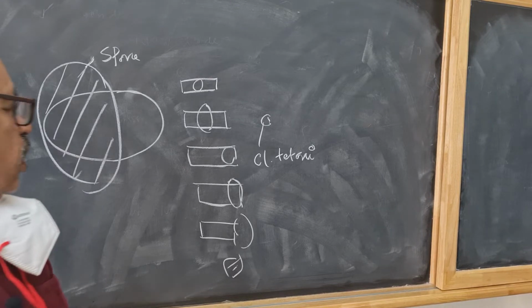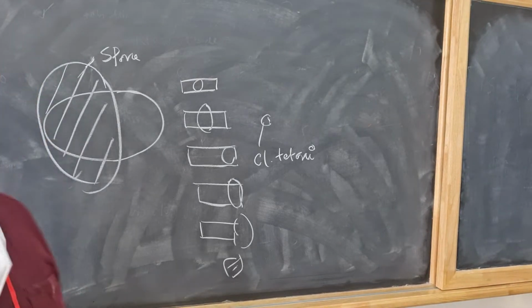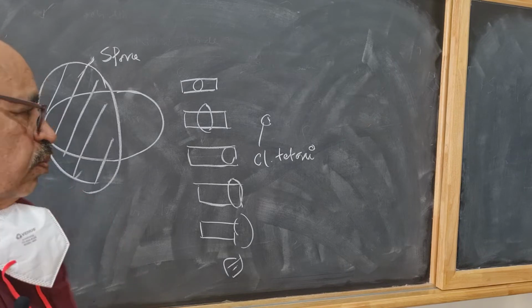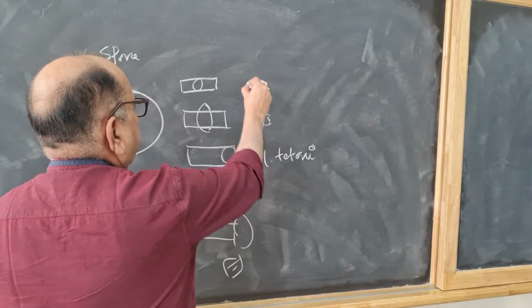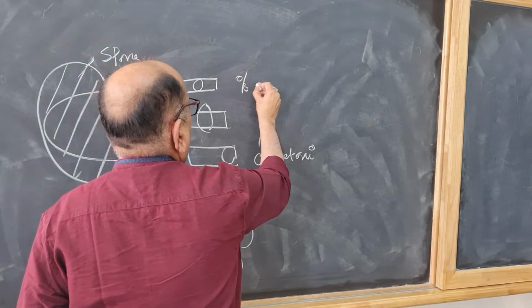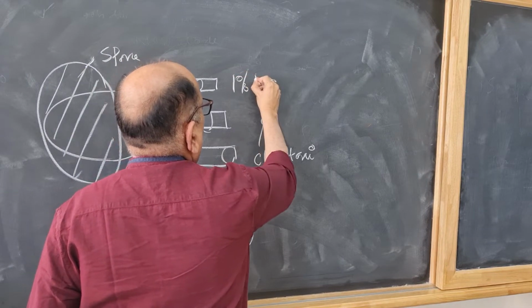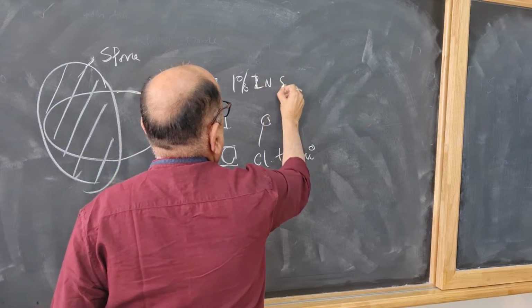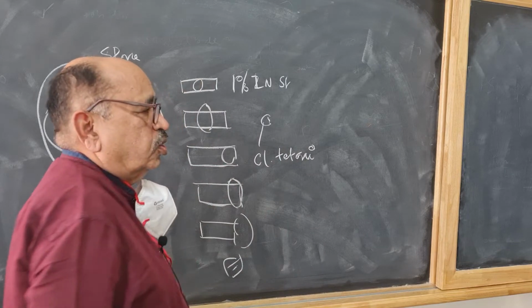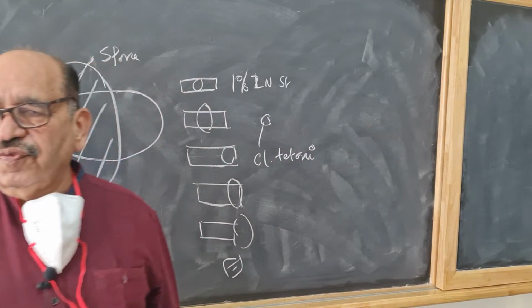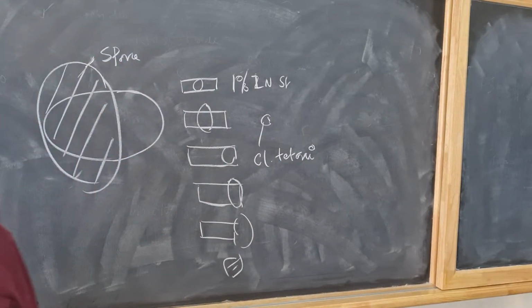Now, spores are stained by the modified 1% Ziehl-Neelsen staining technique. Spores are stained by modified 1% Ziehl-Neelsen staining. So everybody repeat with me.